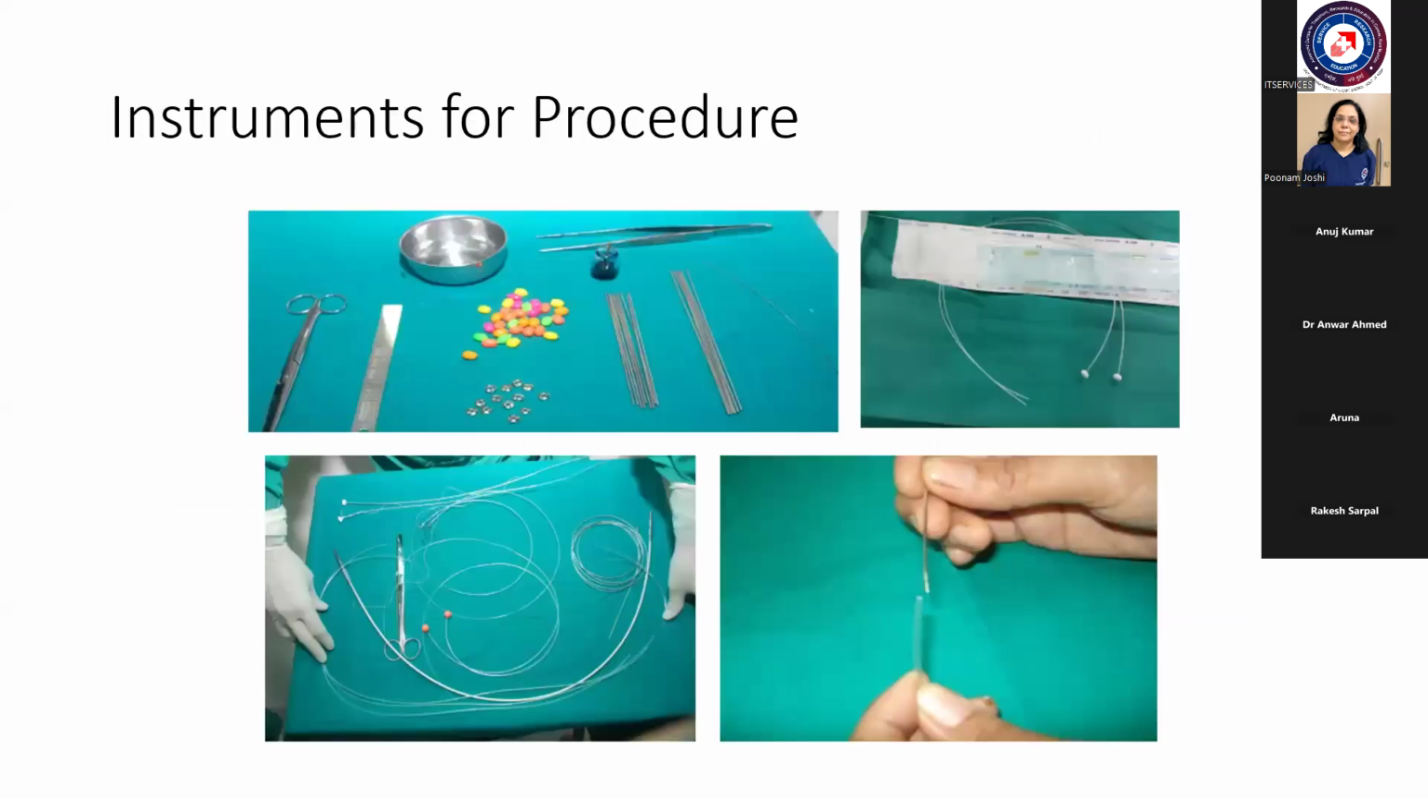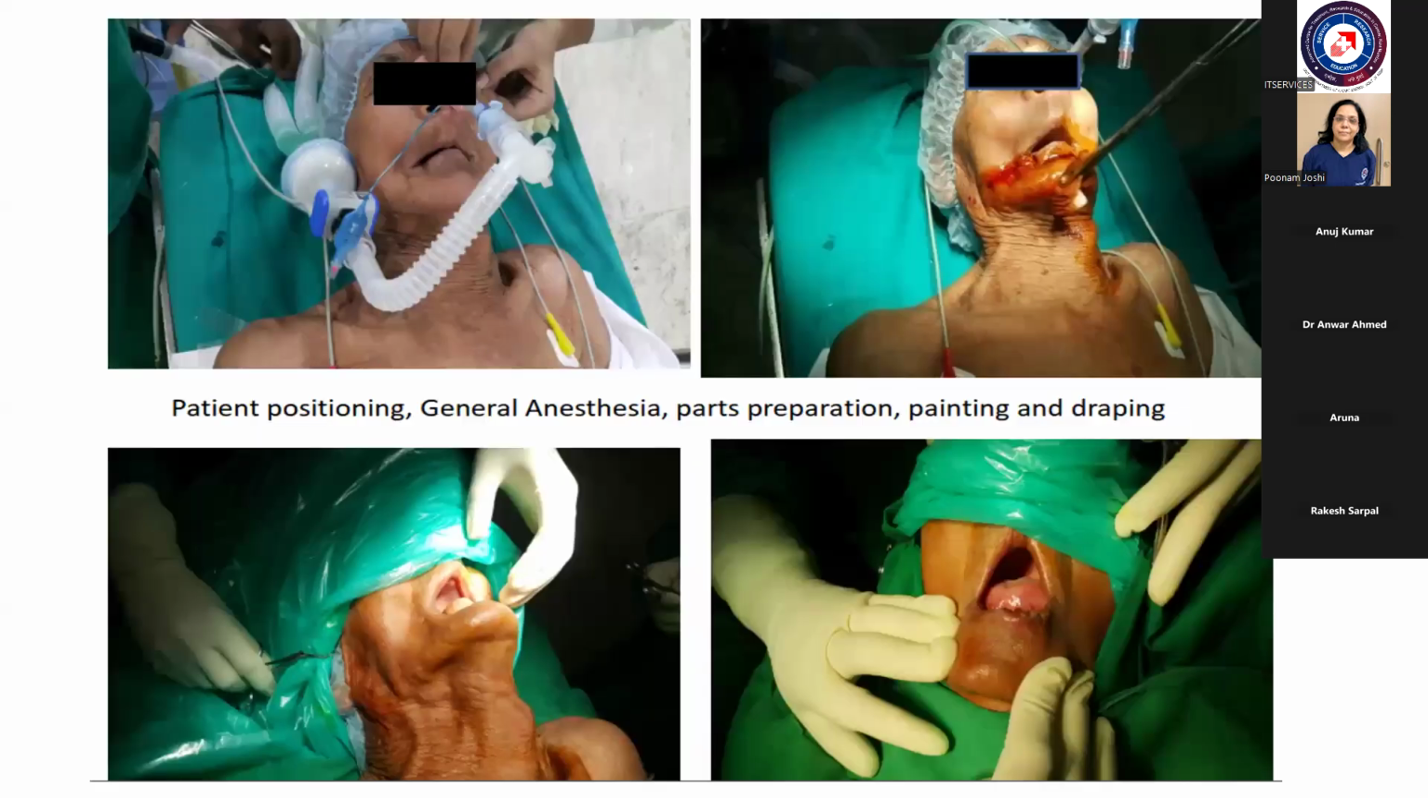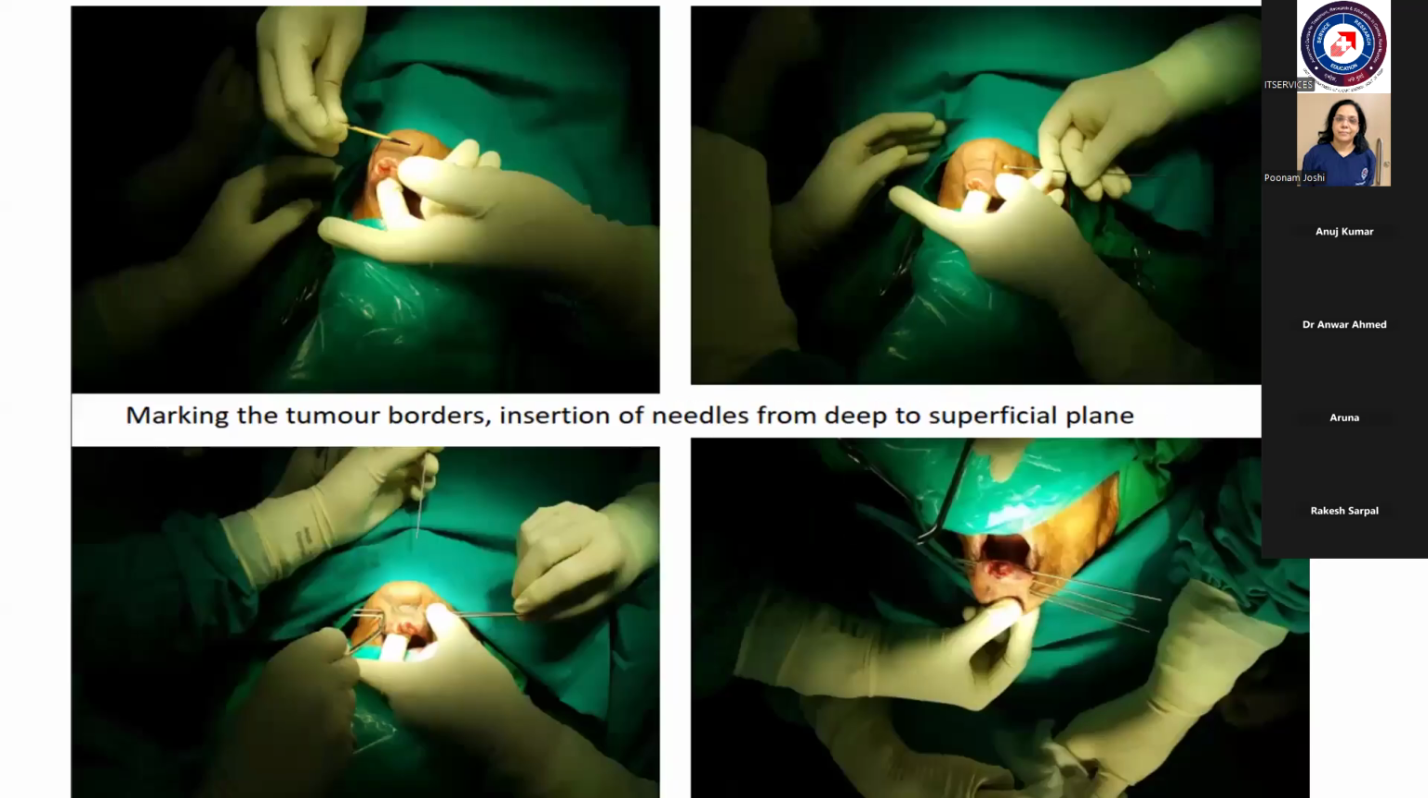So these are the various instruments that we use for the brachytherapy procedure. We can see various colored beads and buttons that are used, where we initially insert and then we replace them with nylon catheters. And we can see in this particular patient what is happening. So the patient with carcinoma lip T1N0, after general anesthesia and parts preparation, we assess the tumor again, and then we mark the tumor border, so that we have to give adequate margins to the tumor, and needles are inserted.